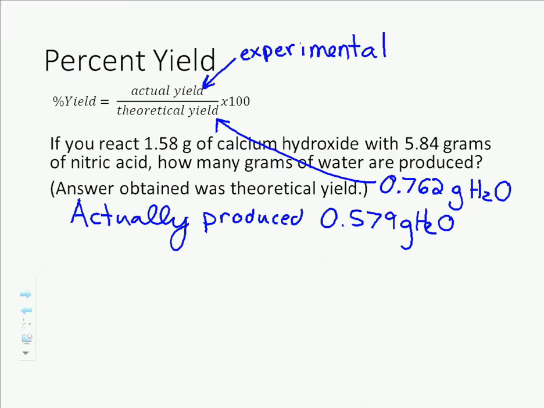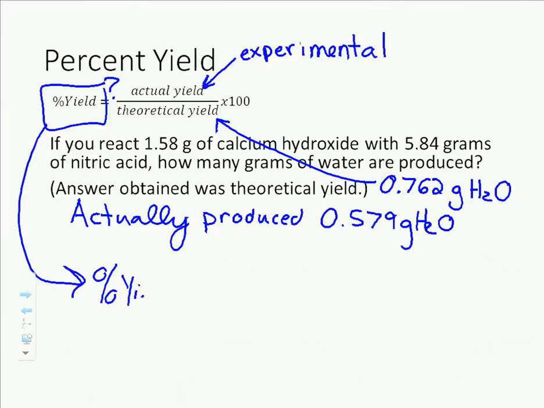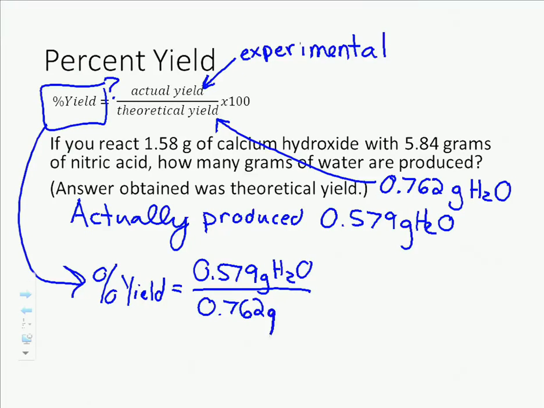What is your percent yield? So what is this percent yield? That's the big question. That's the number people want to know. That's kind of one of the reasons we're doing all this math. So our percent yield equals our actual, which is 0.579 grams of water, over 0.762 grams of water, times 100.